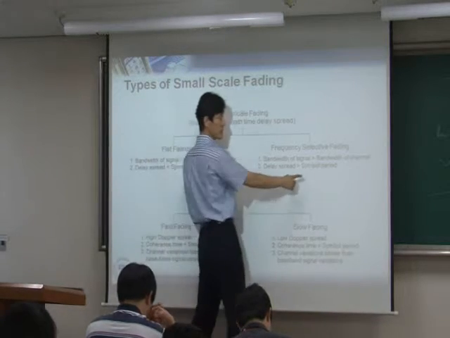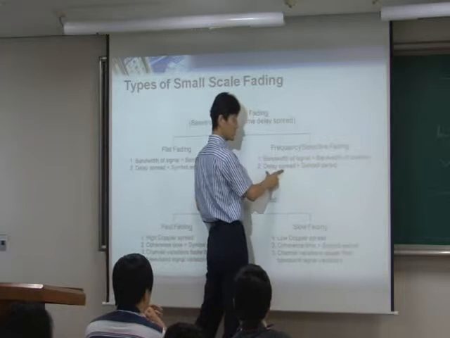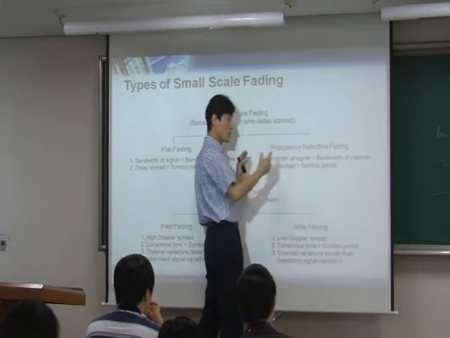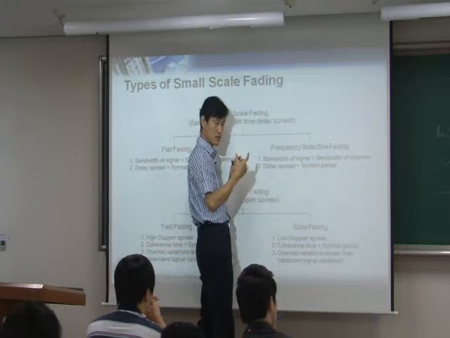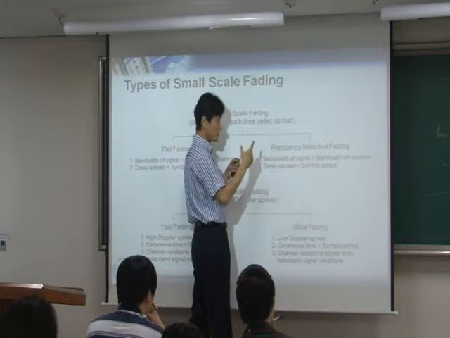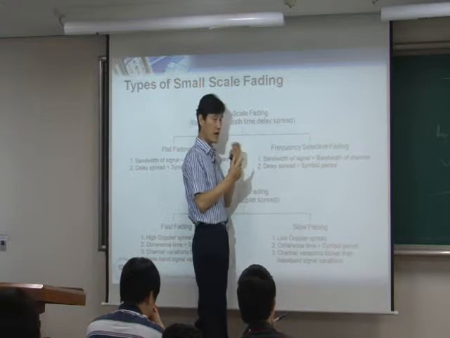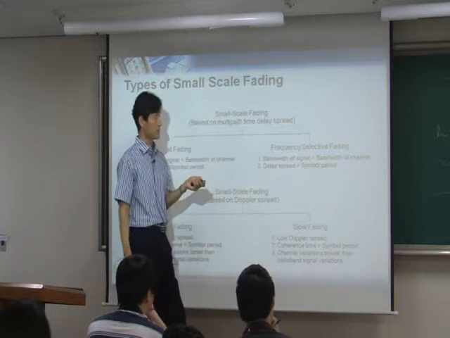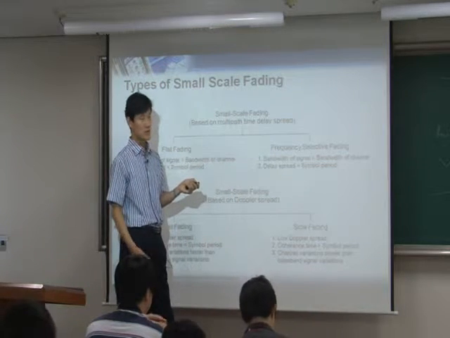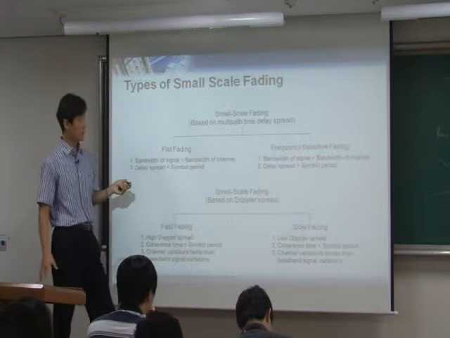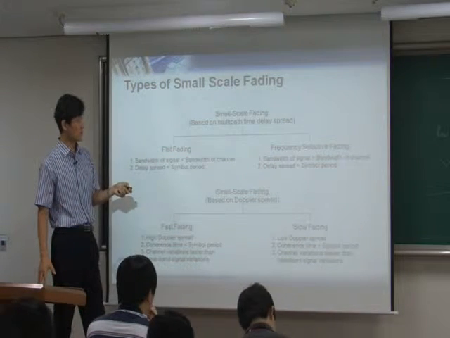If your symbol period is smaller than delay spread, or your delay spread is very large compared to your symbol duration, or you have a high sampling frequency, that is most likely frequency selective fading. This is very hard to deal with. So you need to understand clearly about flat fading and frequency selective fading.